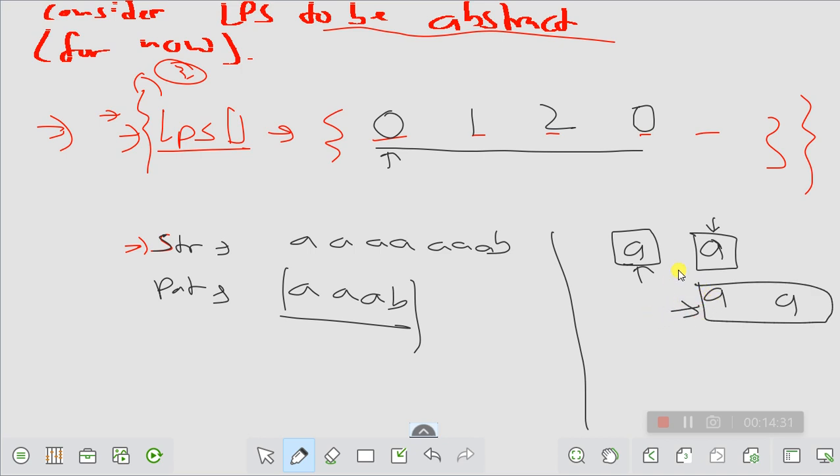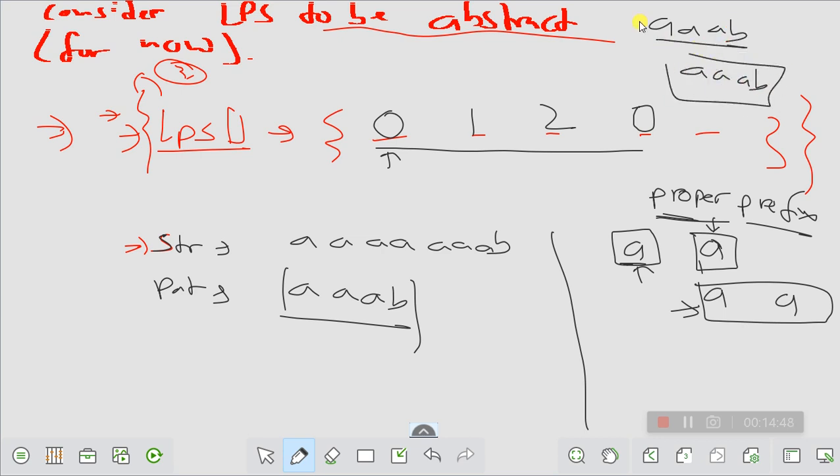But the problem is, it is not a proper prefix, so it should be a proper prefix. Proper prefix means that I'm not going to consider the whole length, like a b for this string is not a proper prefix, since it is the whole length. Now I'm going to talk about this length for index 1.